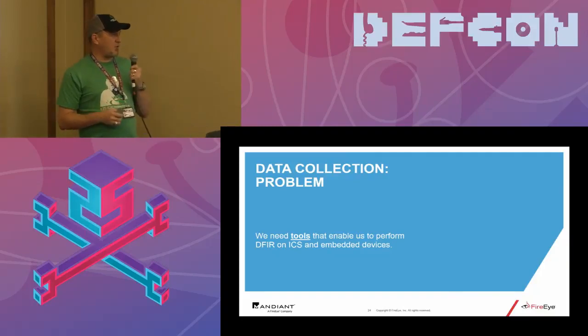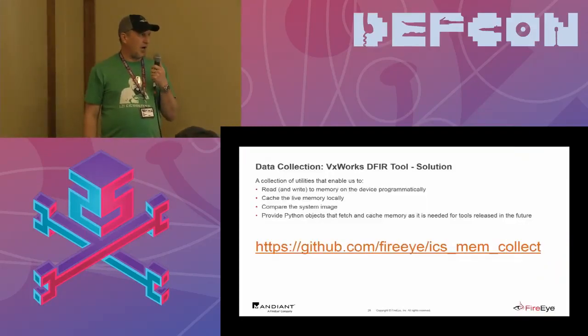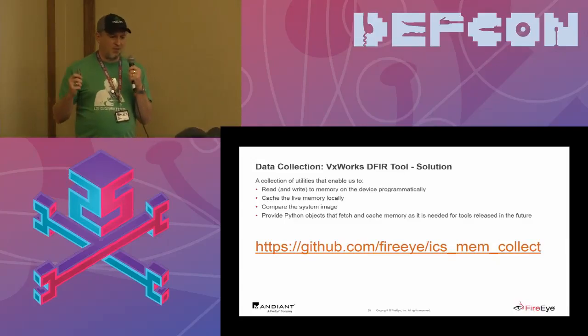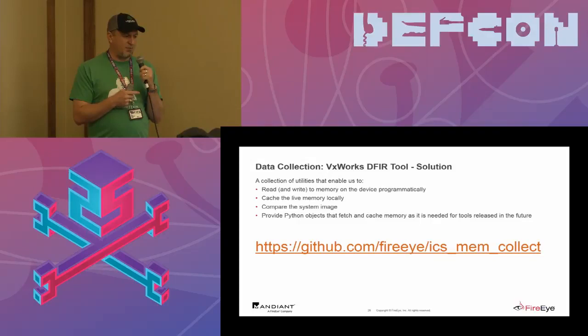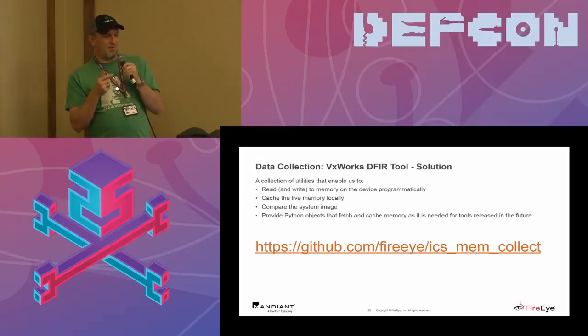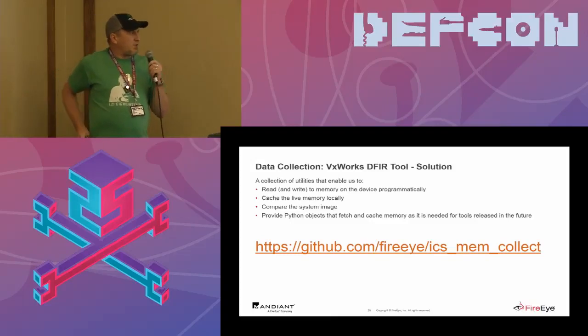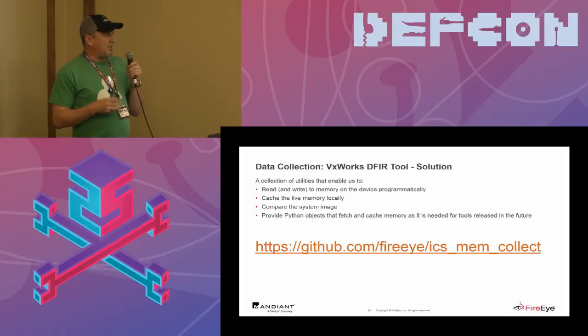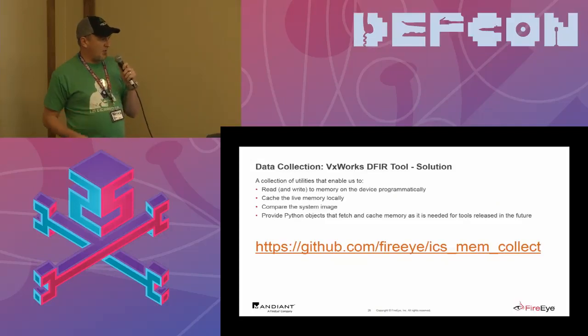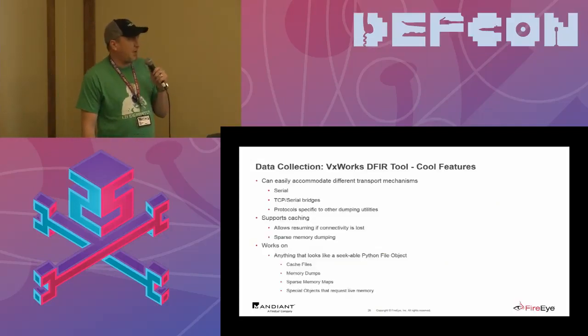Okay, now we need tools to enable us to perform DFIR for ICS and embedded devices. So at FireEye, I got with my good friend on the Flare team. They are reverse engineers, and I said, can you write us a tool that will dump the memory out of VxWorks and then do a differential analysis on that? So we've written it, and I'm going to show you the links to it. We wrote a VxWorks DFIR tool. It's all in Python, and it's up on our GitHub. So there's the address, ICS mem collect on the FireEye GitHub.